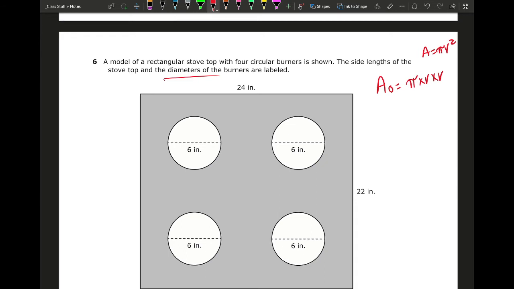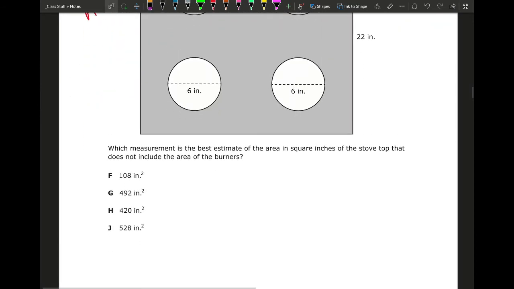So we need the radius, okay? But it's very simple. Because what we need to do over here is find the area of a rectangle, which is base times height, which in this case is 24 by 22. 24 times 22 gives you area of the rectangle is 528. And these are inches squared. Now, I bet that if I scroll down, I'm going to see that as one of my answers. Yep, it's there. J, right?